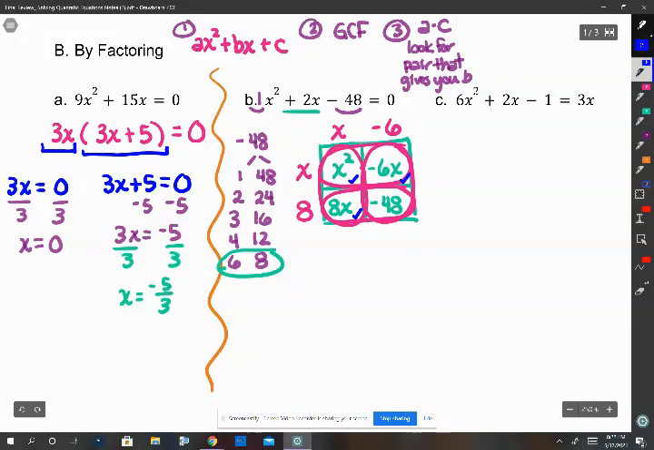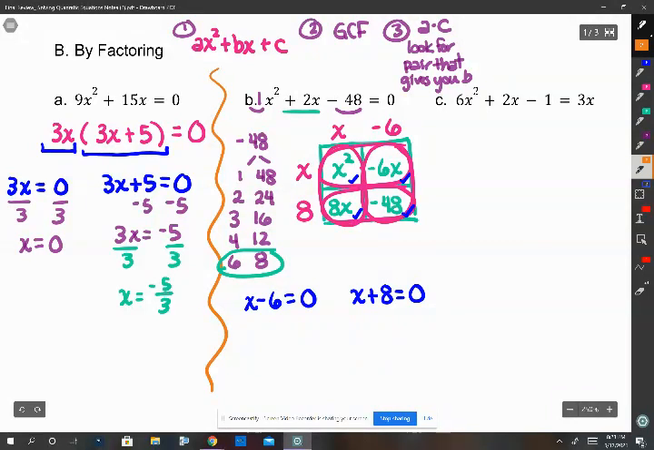8 times x is 8x, 8 times negative 6 is negative 48. I like to check that to make sure my signs are correct and that I chose the right pair. So my answer is going to be, well, one of my factors is x minus 6, and my other factor is x plus 8. And I set those equal to 0, and then you're going to solve.